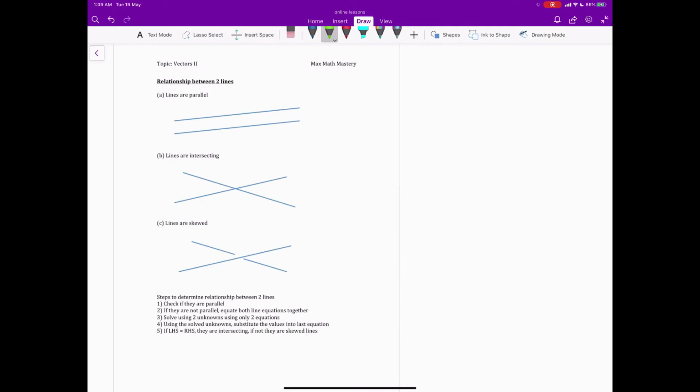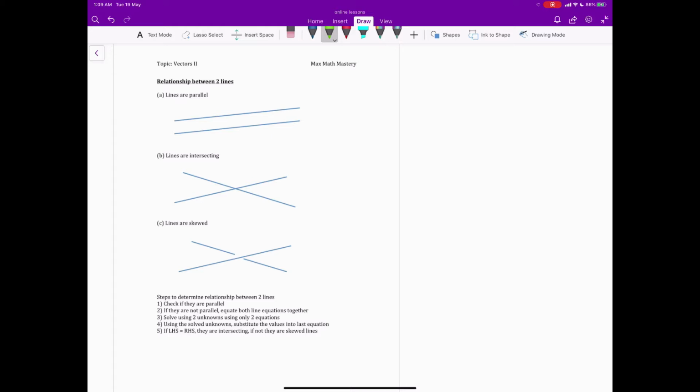So for this part, we're going to talk about the relationship between two lines. Over here, the relationship between two lines essentially can have three different kinds of relationship. First, the lines are parallel. Second, the lines intersect, or third, the lines are skewed. For parallel lines and intersecting lines, I'm pretty sure it's quite obvious.